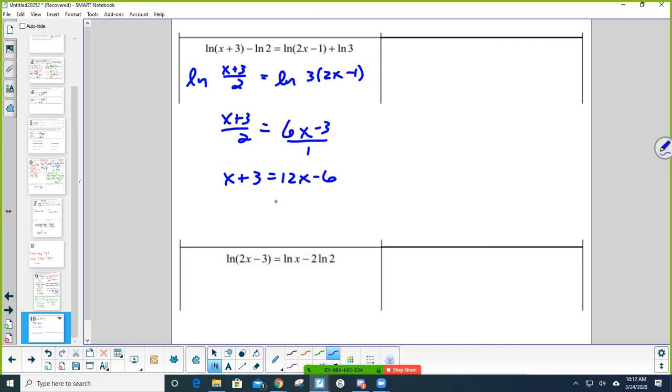It doesn't really matter which way you put stuff. Like I said, I tend to be a little bit anal, so I'm going to subtract x from both sides to keep my x positive and add 6 to both sides to get the x by itself.